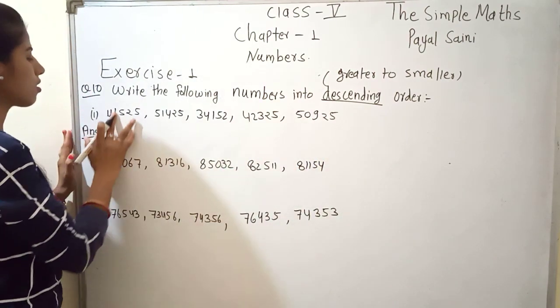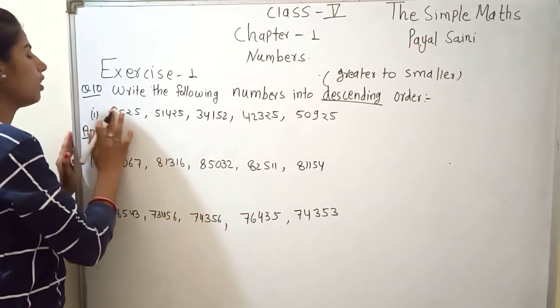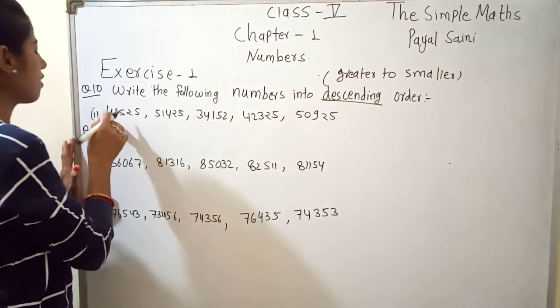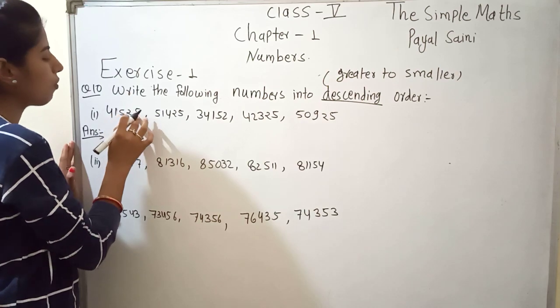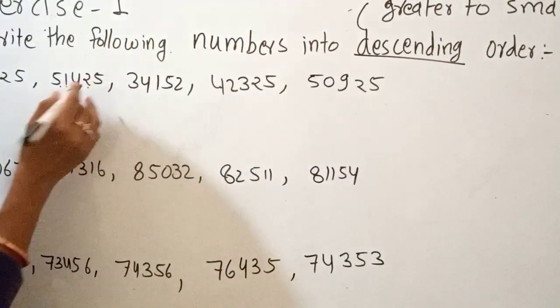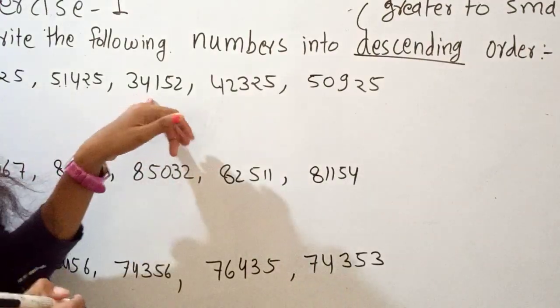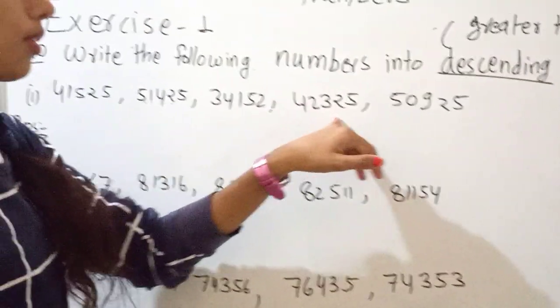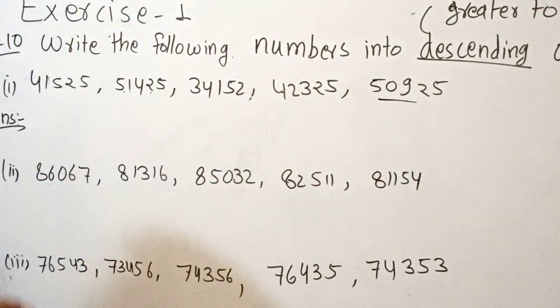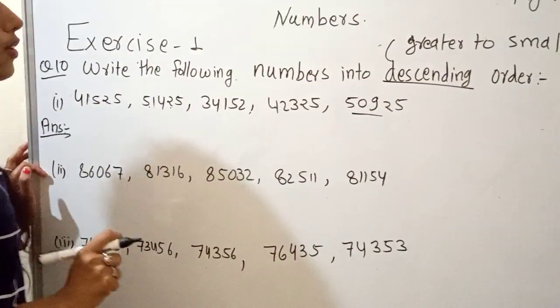Now we read first. We see here which number has the most digits. Then we count the digits: 1, 2, 3, 4, 5. The first number has 5 digits. Second number 1, 2, 3, 4, 5. It also has 5 digits. Then the third number also has 5. The fourth also has 5, and the last, fifth, also has 5 digits. By counting the digits we can't decide.